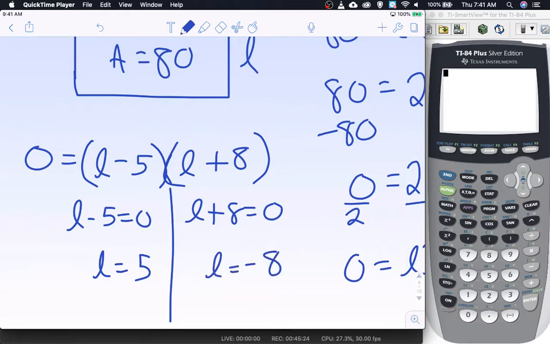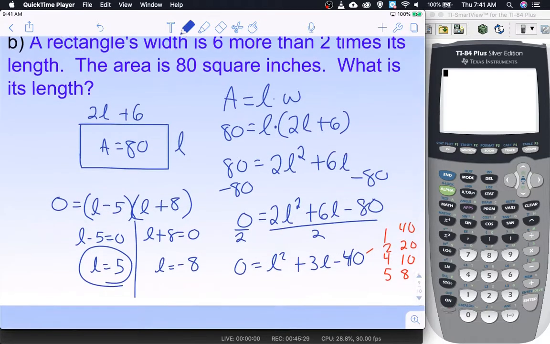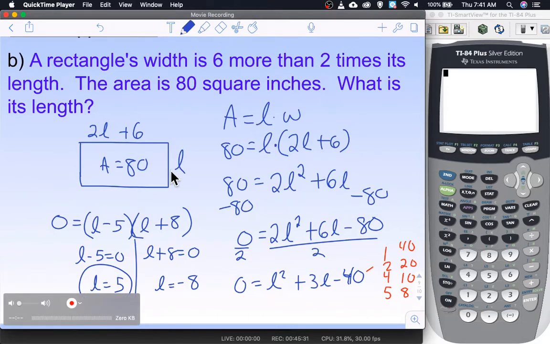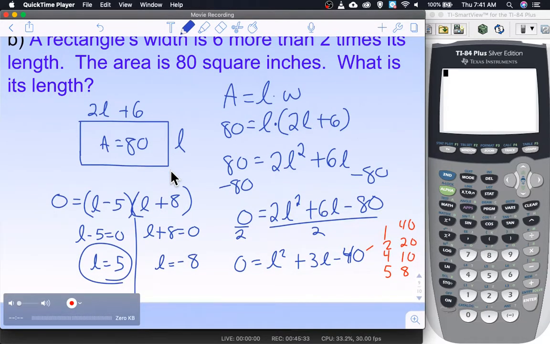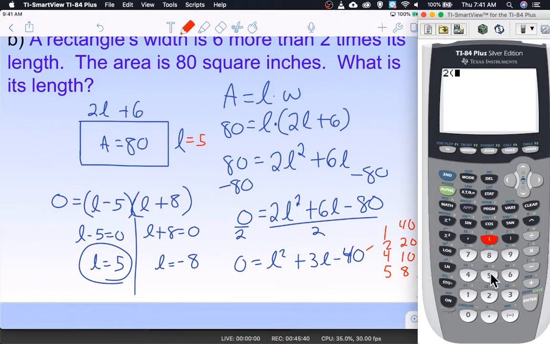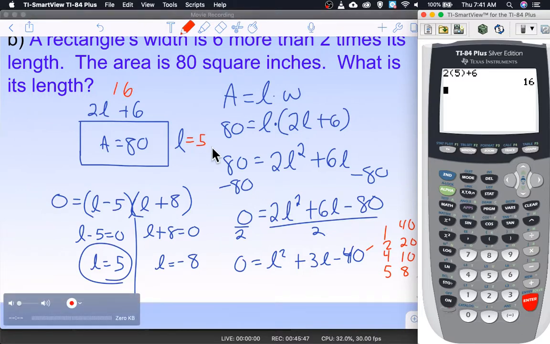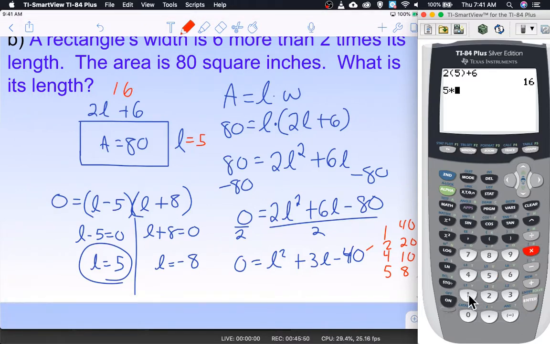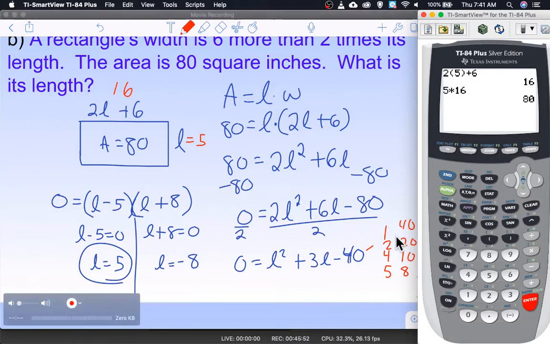It's not really a tough choice. It's got to be 5. So the length of this rectangle would be 5 inches. So this is 5, and it doesn't tell us, but this other side is 2 times the length plus 6, 16. And this area does work out because 5 times 16 should be 80. Look at that. So we found the right length that makes this all work out.